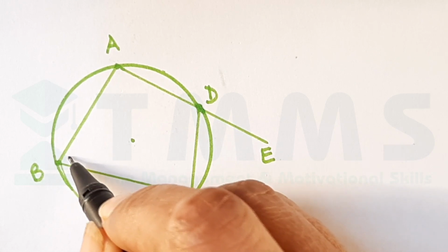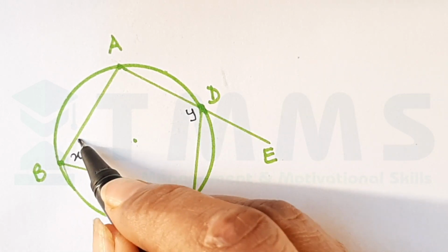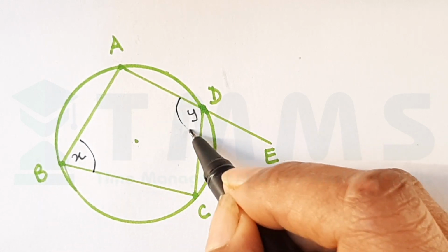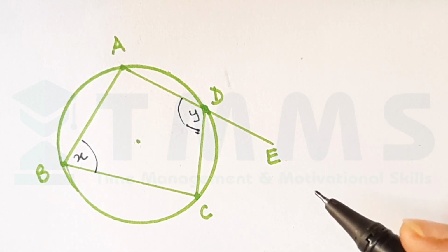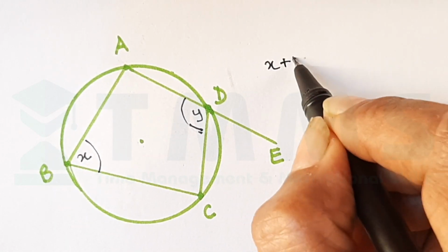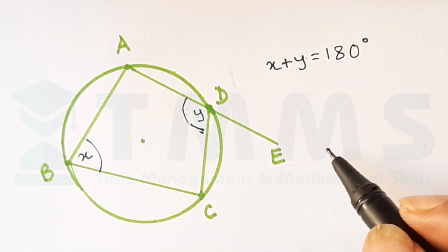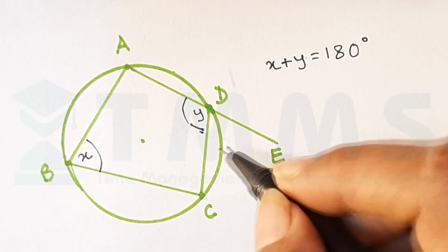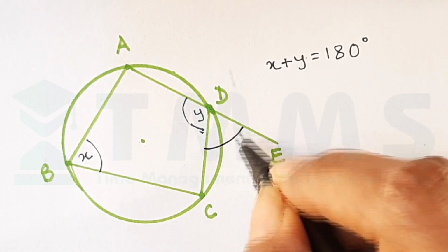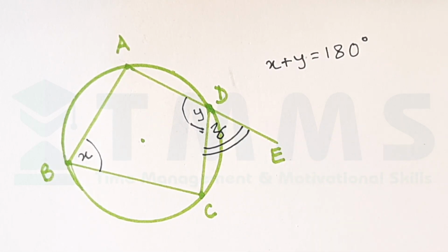Now let us come to another cyclic quadrilateral here. And we have opposite angles. We'll call this x, we'll call this y. And we already have seen that opposite angles of the cyclic quadrilateral are supplementary. So we know that x plus y is equal to 180 degrees, right? Now, can you see this AD has been extended up to E? So that gives us the exterior angle. Now this exterior angle we will call Z.